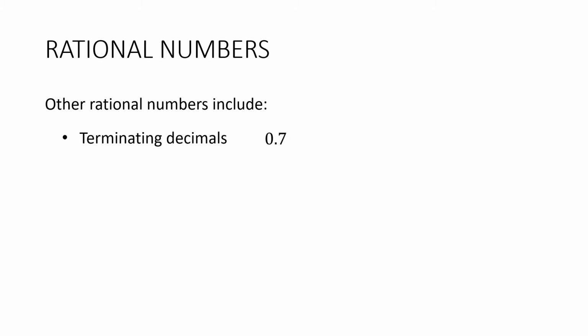Terminating decimals are rational. Do you remember what terminating means? It means to stop. So like 0.7. How do we write 0.7 as a fraction? 7 over 10. There we go, it's rational.